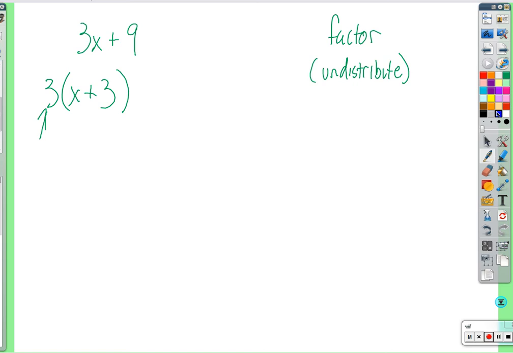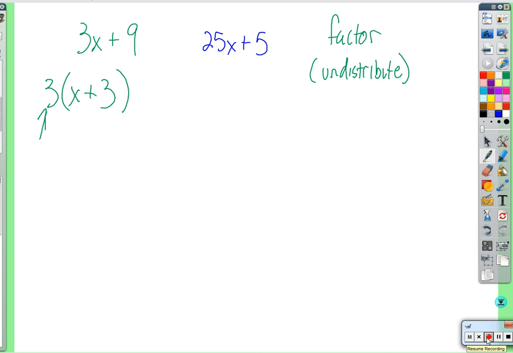Let's do the second one. I'm going to give it to you. You see it. Get the basic idea. We'll start with 25x plus 9. The greatest common factor that they have: factor it out, undistribute it, so that if you did distribute it back in, you'd be right back where you started.